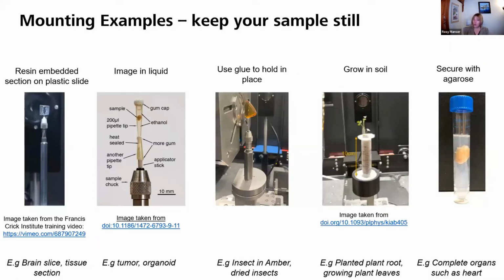So once you've got the right level of contrast enhancement, you're pretty confident that the actual imaging will work itself. The next thing you need to do is actually mount the specimen in the system. So this is not the in vivo stuff. This is samples that are fixed, so you're going to keep them still for the duration of the image acquisition. And these are just a few examples.